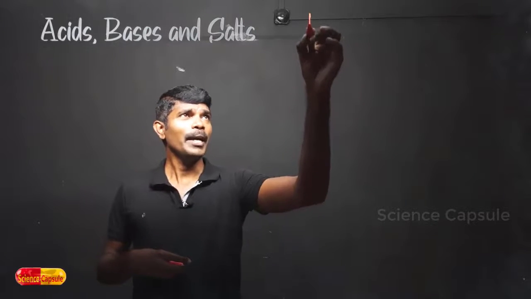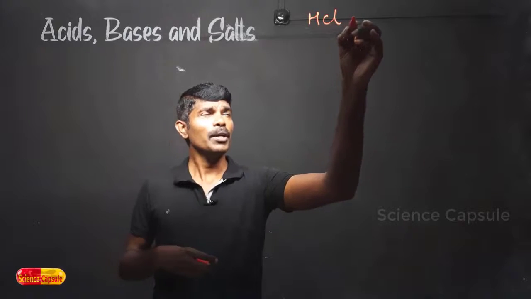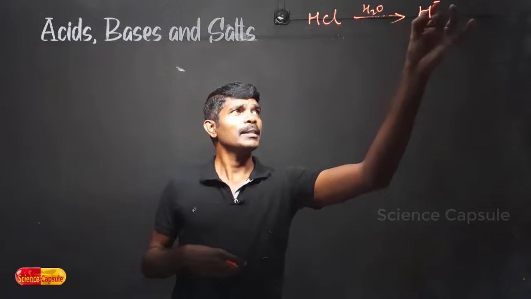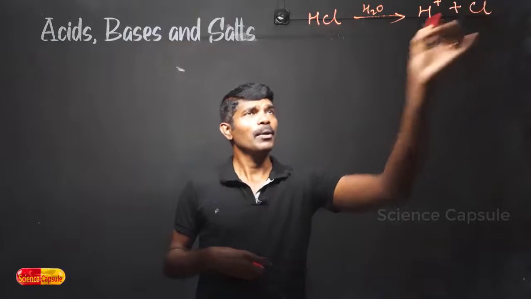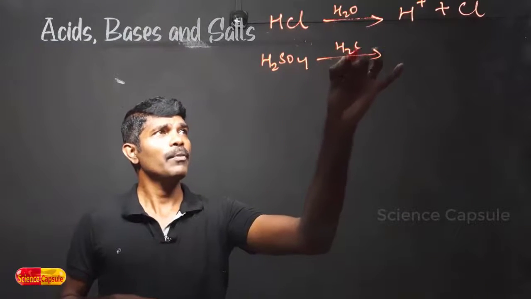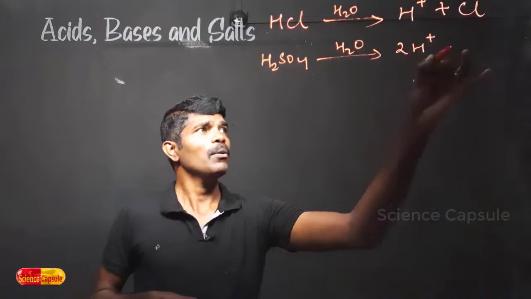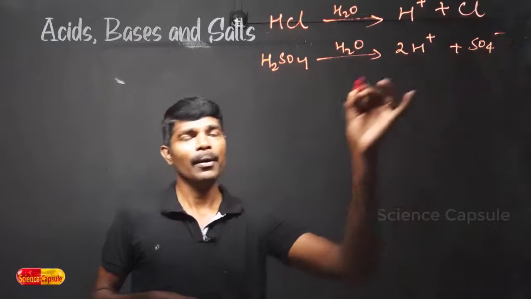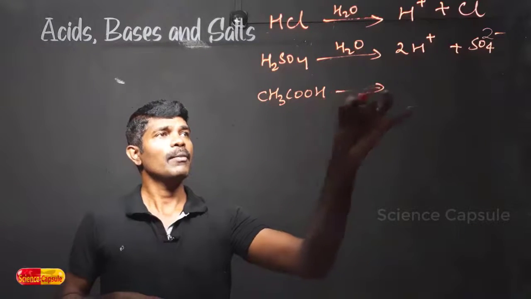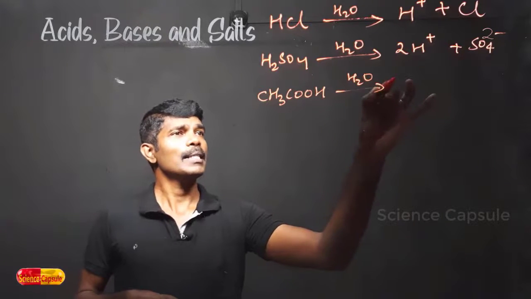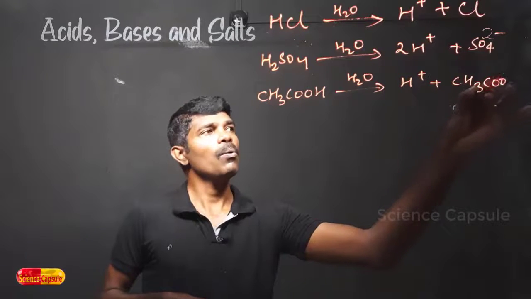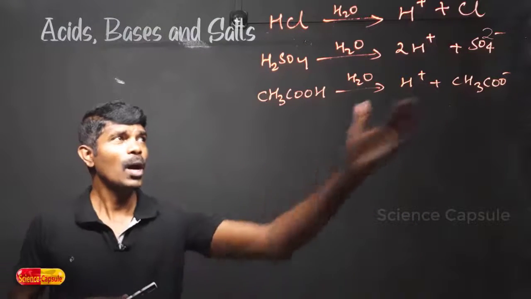Here see, when hydrochloric acid is dissolved in water, we can write here water, it produces hydrogen ion plus chloride ion. If we take another acid, sulfuric acid, then when it is dissolved in water, we get hydrogen ion plus sulfate ion. If we take acetic acid, one more acid, CH3COOH, when it is dissolved in water, we get H+ plus CH3COO minus, right?